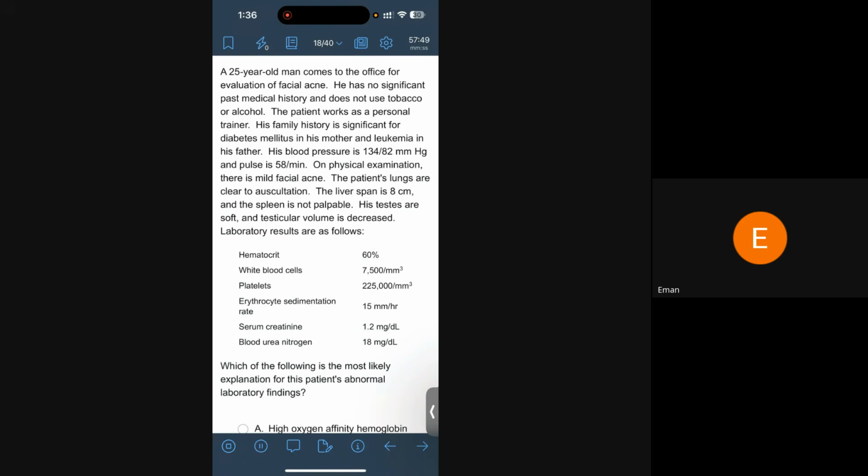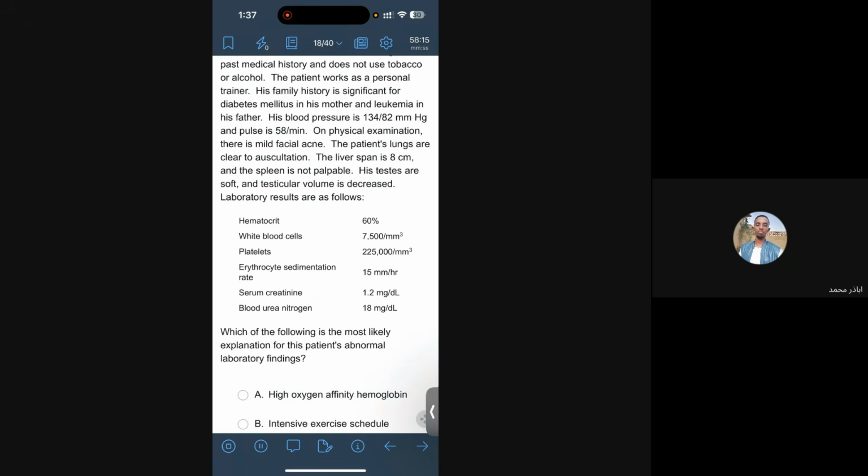Family history is significant for diabetes mellitus and leukemia. Blood pressure is a little bit elevated, 134. Mild facial acne. Liver span is 8 centimeters. Testes are small and testicular volume is decreased. Hematocrit is 60%.